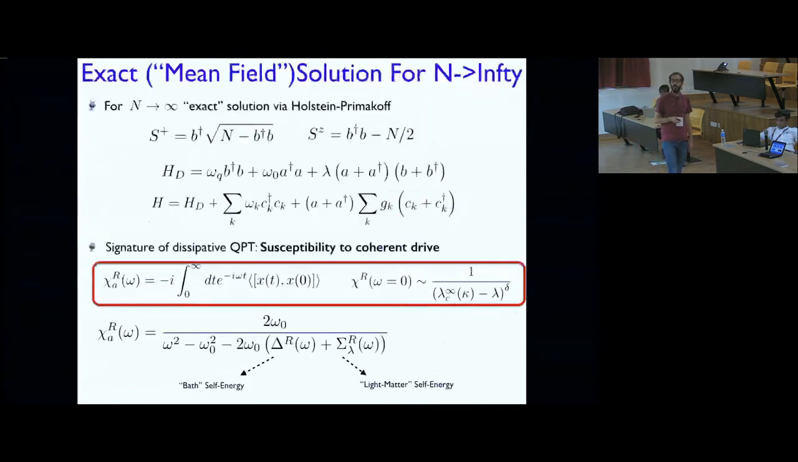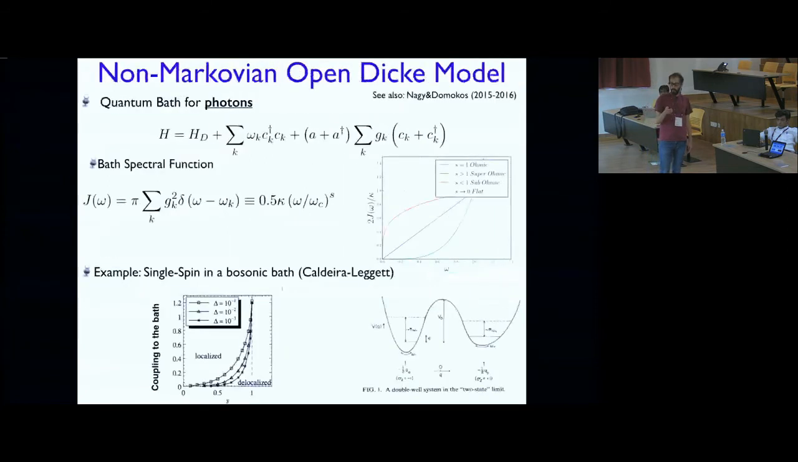So now the question is, what happens when you study this Dicke model, with many two-level systems coupled to a cavity and coupled to a non-Markovian bath? What happens to this model in the presence of this non-Markovian environment?